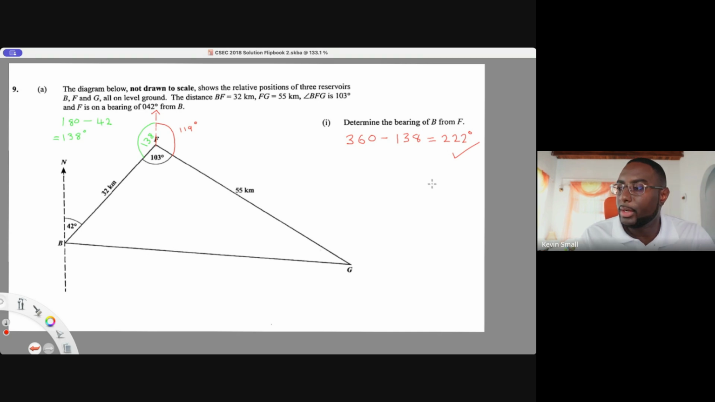All right. But this is what they wanted. That is the angle that is going all the way around here in red. All right. So 119 plus 103 is also that. So you can put R, 119 plus 103 will also give you the 222. So both methods will work, but obviously the first one is a little bit easier. All right, next question.